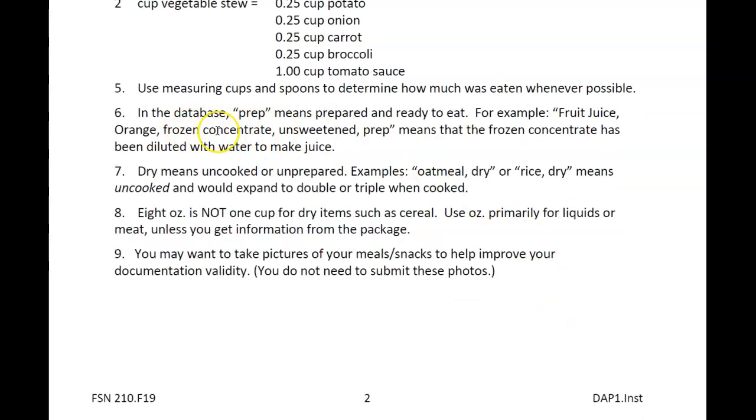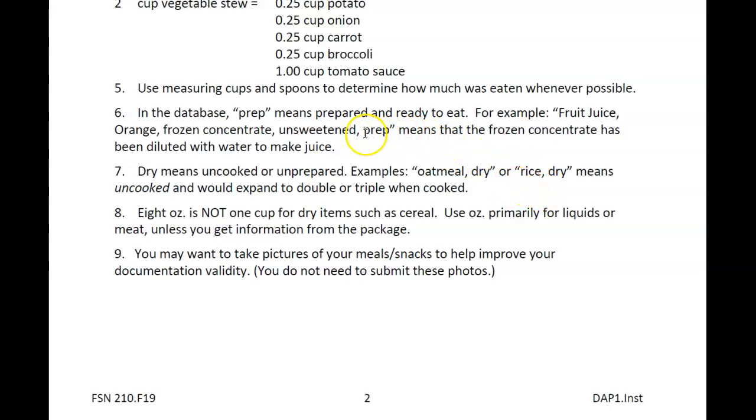In the database, when you see prep after a food, it means that it was prepared and ready to eat. So the example here is fruit juice, orange, frozen concentrate, unsweetened, prep. So you're not drinking a cup of orange juice concentrate, but you're actually drinking a cup of orange juice that has been diluted with water. And that's always going to be the case for any food that's listed with prep at the end. That means it's ready to eat.